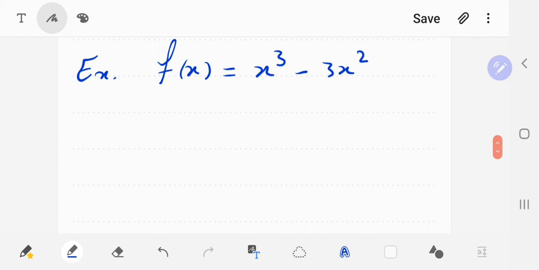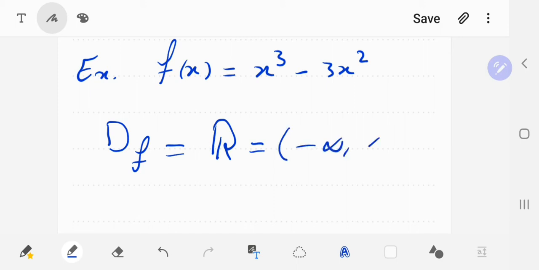So the domain of a function, since this is a polynomial, we don't have zeros of denominator, we don't have radicals, which means the domain in general will be all real numbers, or we can say the open interval from negative infinity to infinity.